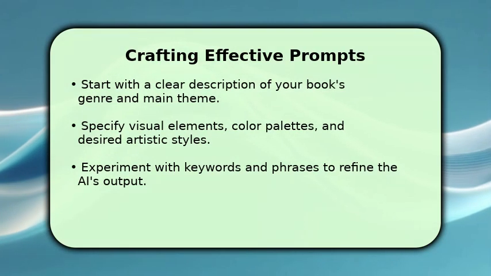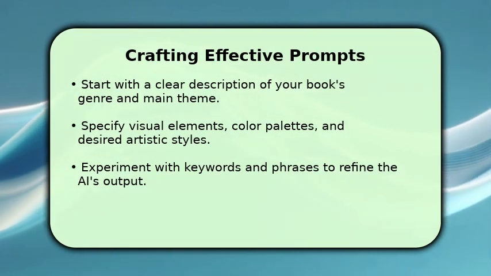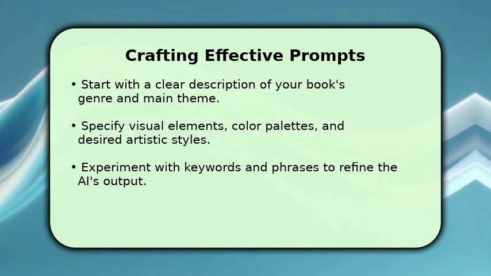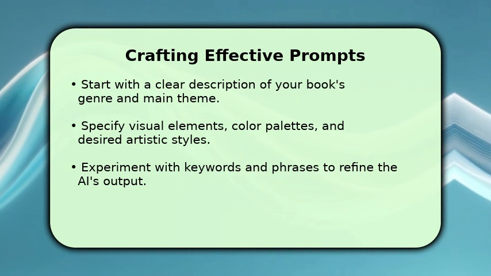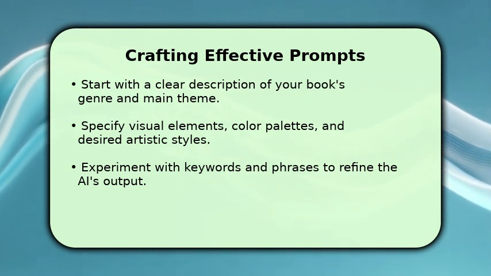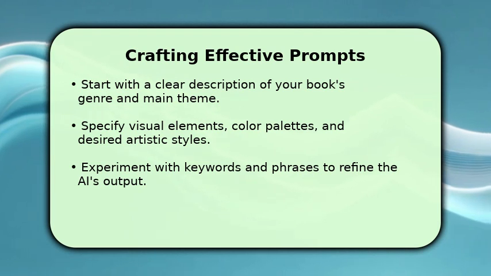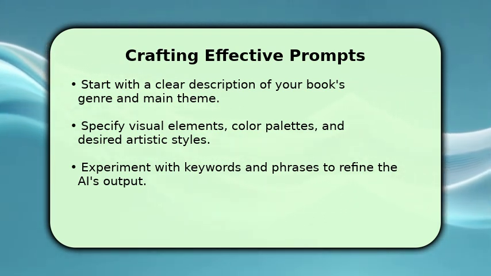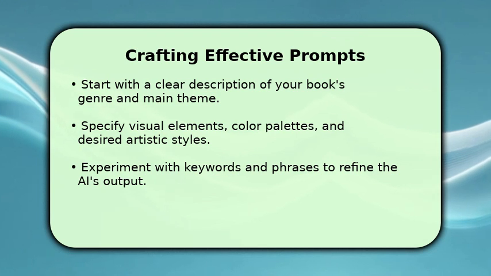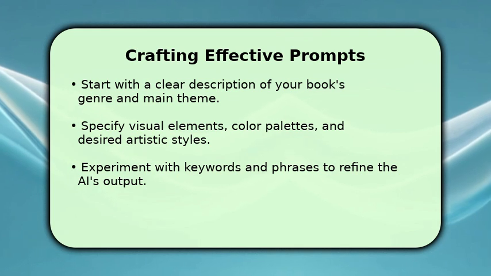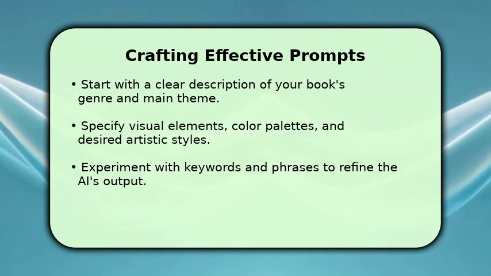Crafting effective prompts is the heart of AI book cover design. Begin by clearly stating your book's genre, like epic fantasy or sci-fi thriller. Then add specific visual details: a lone knight on a mountain, neon city at night. Include artistic styles such as oil painting, photorealistic, or vector art. Experiment with different combinations. Even small changes in wording can yield dramatically different results, guiding the AI to your perfect vision.